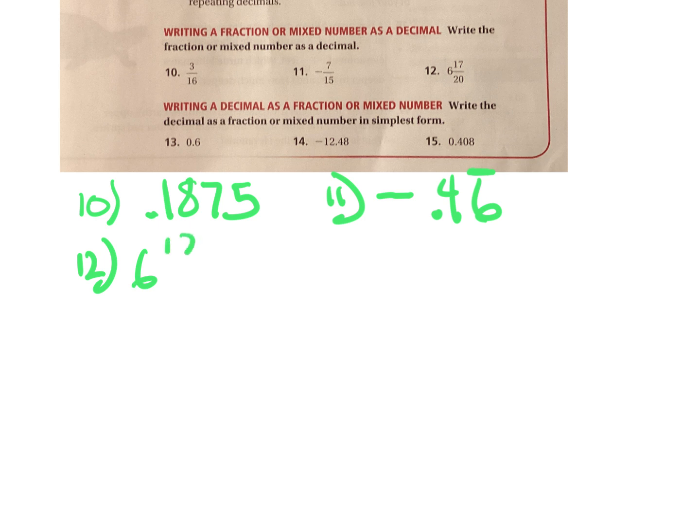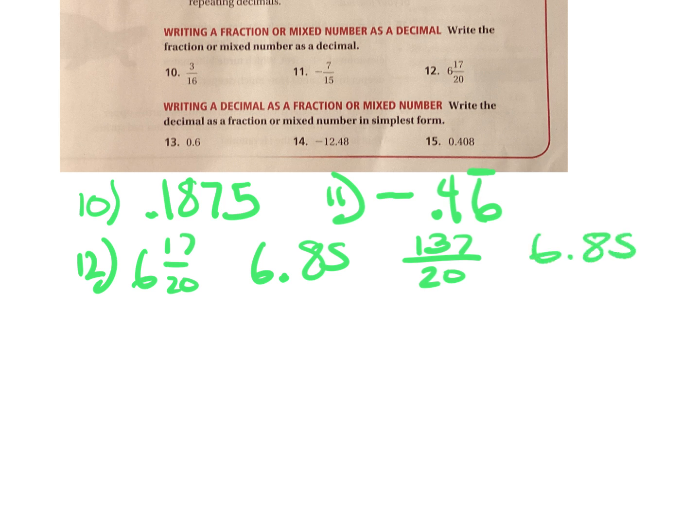6 and 17/20. I know it's going to be 6 point, and then I just figure out what 17 divided by 20 is: 0.85. The other way I could have done it is I could have made that into an improper fraction, which would be 6 times 20, which is 120, plus 17, so 137/20, and then 137 divided by 20 would get me 6.85. So same answer. Either way works, but using the calculator is so helpful.